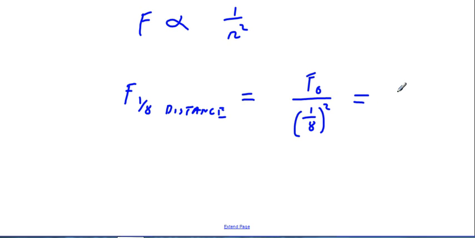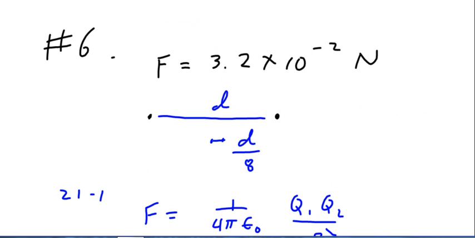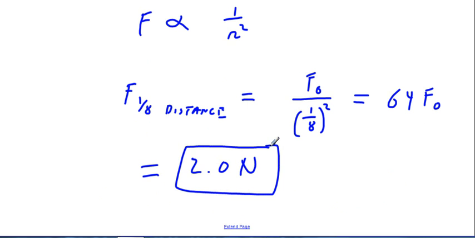And so that's going to be 64 times the original force of 3.2 times 10 to the minus 2. Put that on our calculator, see what we get. 3.2 double E minus 2 times 64. And we only have two significant digits, so we're going to call it 2.0 newtons. And that would be the force that they would exert at each other at 1/8 the original distance.